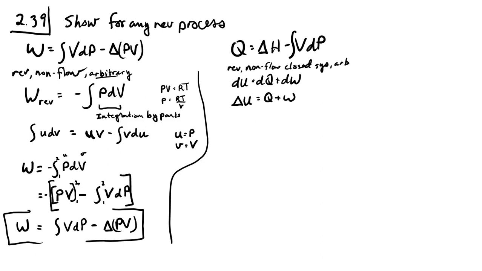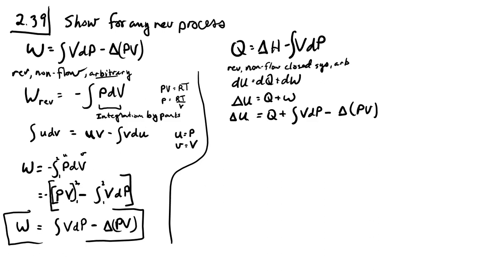And this is where you just have to get used to doing these kinds of problems. Now I've got Q. What about W? Well, I just solved for W. So this is Q plus, now W is the integral of V dP minus delta PV, and that's delta U.